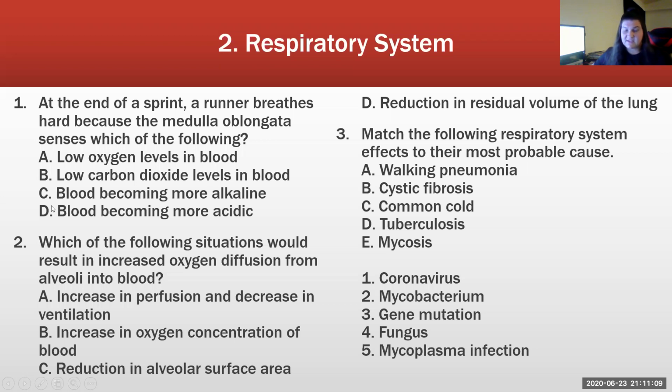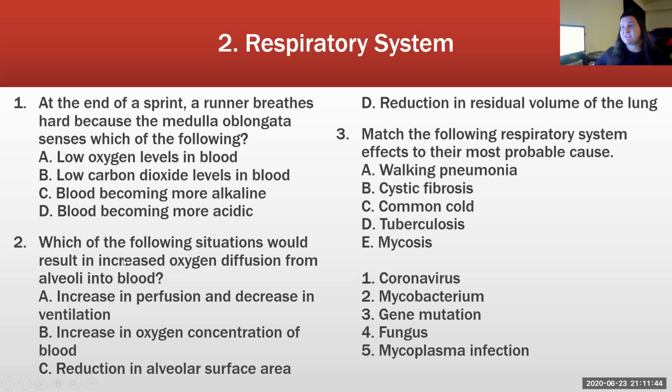Alkalosis indicates low carbon dioxide levels. So C and B are very similar in the sense that the CO2 would be low. What happens is the medulla oblongata senses the blood becoming more acidic. Carbon dioxide dissolves in the blood to produce hydrogen ions and bicarb ions, increasing the acidity. And this is what the medulla oblongata senses, and that's when the runner starts to breathe hard during the sprint.